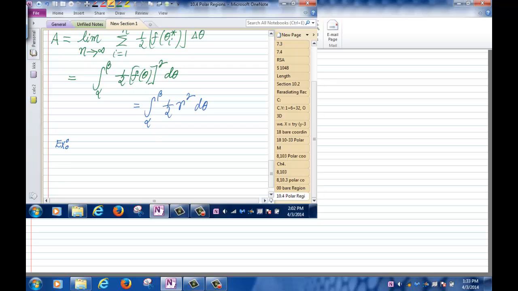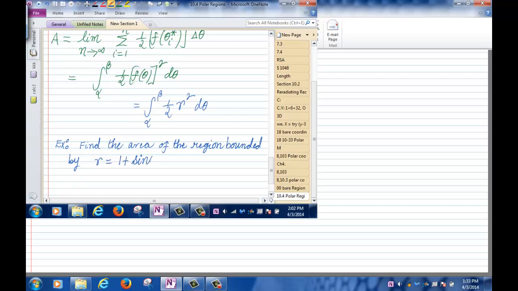So let's say I have the following question then. And your homework has several questions like this. Let's say find the area of the region bounded by r is 1 plus sine theta.